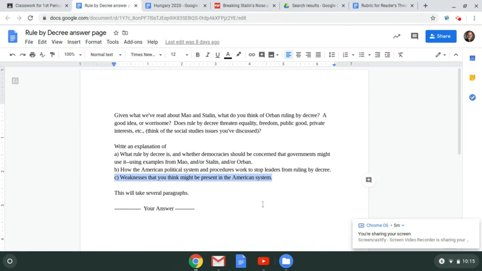Not weaknesses like you're unhappy with the response to the pandemic, or there should be health care for everybody, or Bernie Sanders should be president. I don't mean that. I mean specific to what you've just discussed, where you see some weaknesses in the American political system, if any. So those are the three things for you to do.